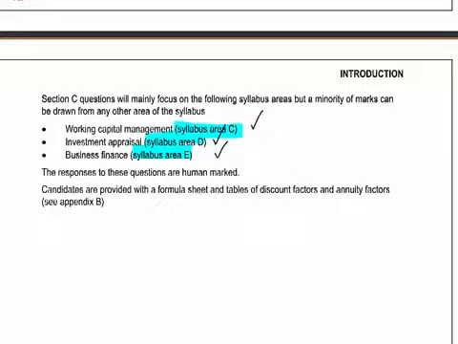Now that is not to say that the section C questions, the 20-mark questions, will only be on these areas. It is possible that a small number of marks in any section C question could come from another syllabus area, although in reality that seems to be fairly rare, but it is possible.